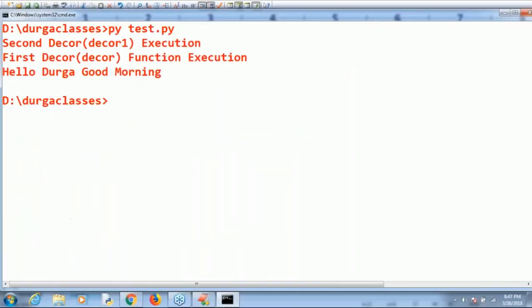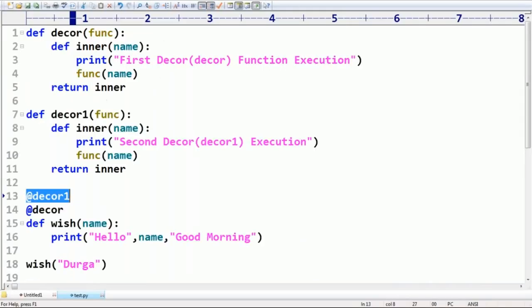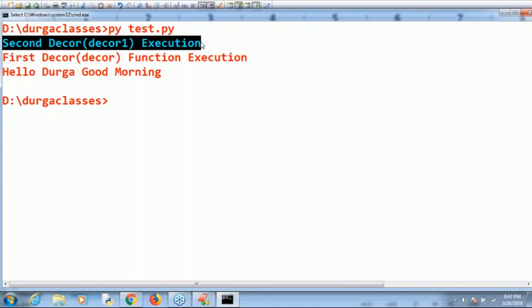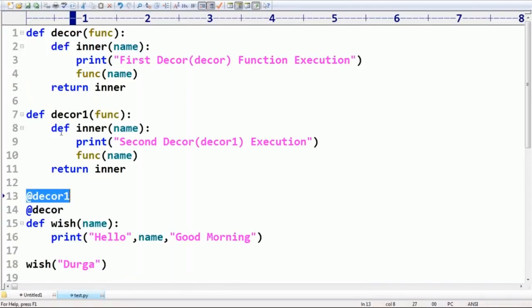Yes, inner or outer? Remember that. But here, first, which thing got executed? Outermost got executed or innermost? Can you please observe that? The second decor is executed first. Second decor means this one only.